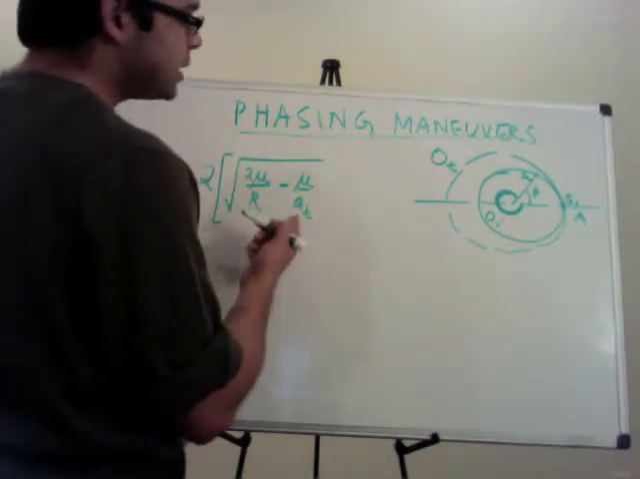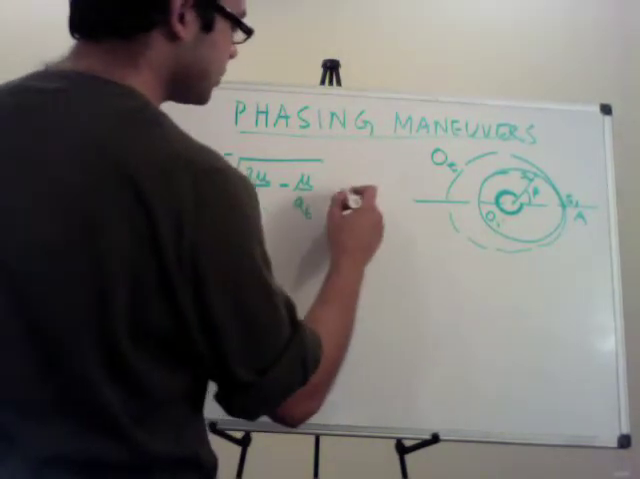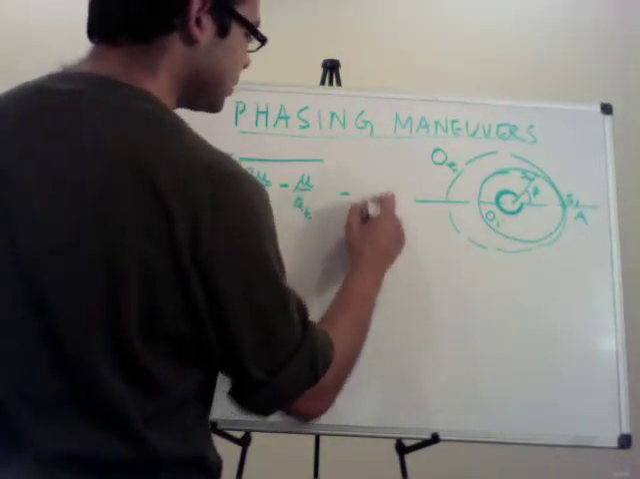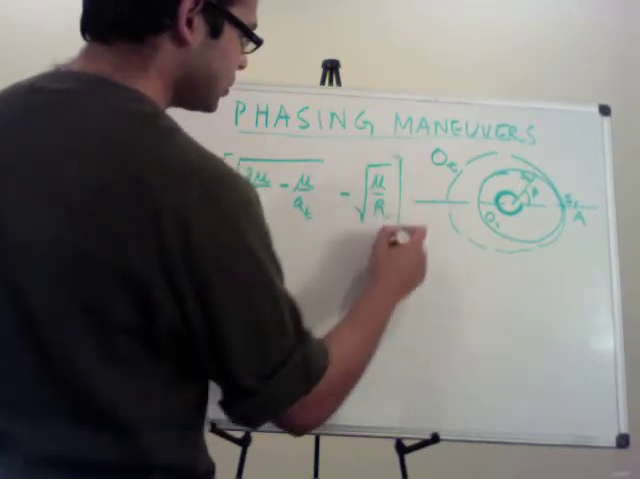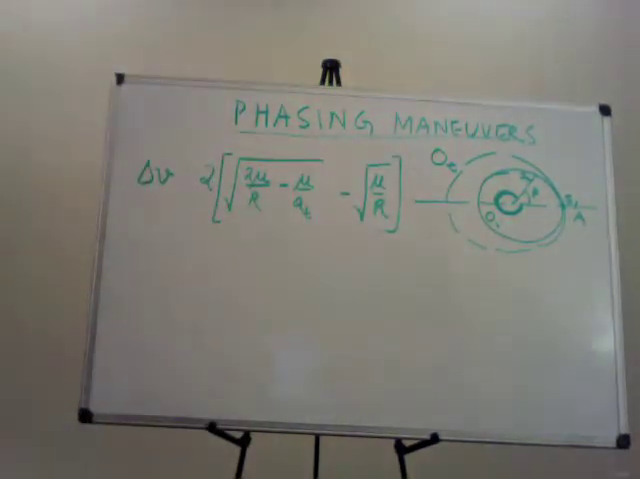We already have a_T from the period using Kepler's third law, right? We already derived that, minus V_I, which is the square root of μ over r. That's the speed on OI. And that's it, right? That's the expression for the total delta V that is needed.